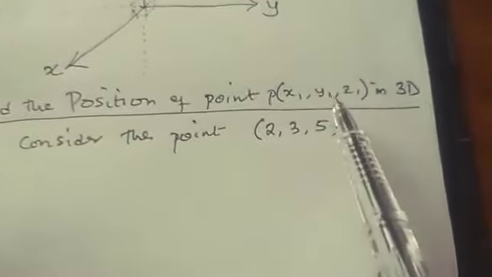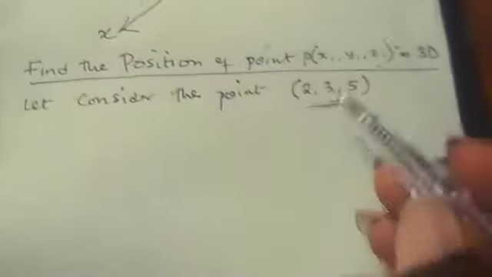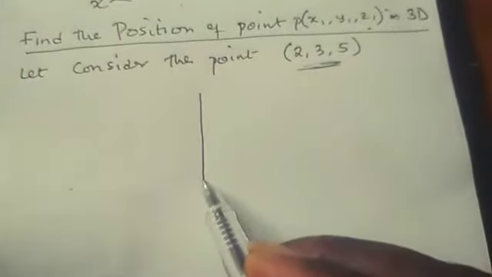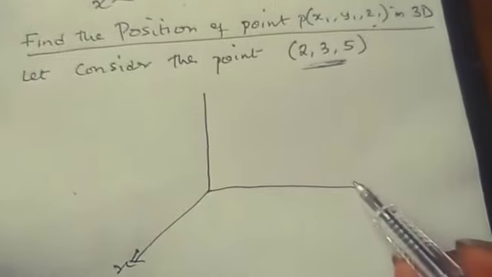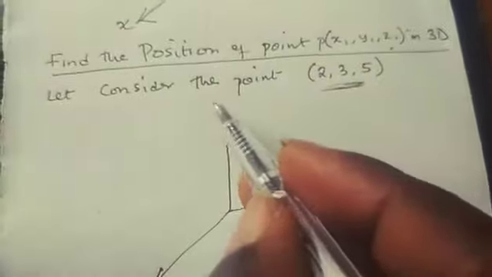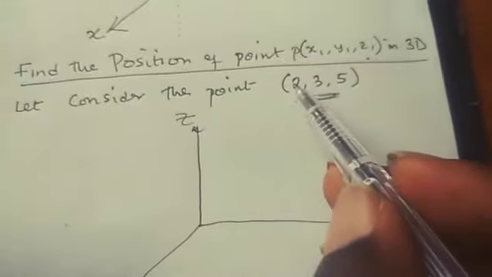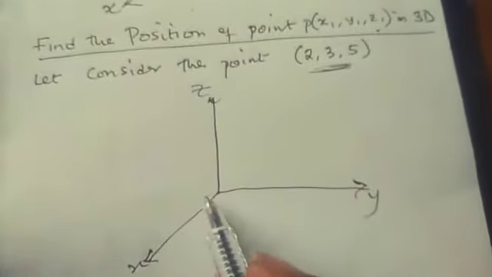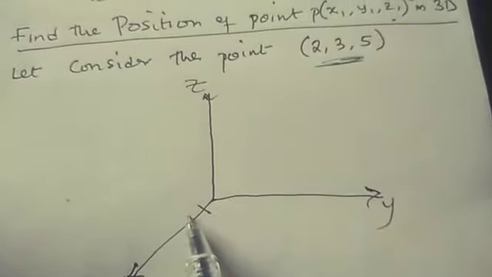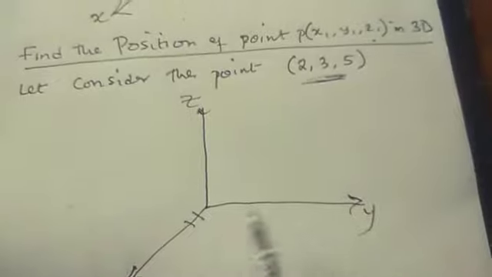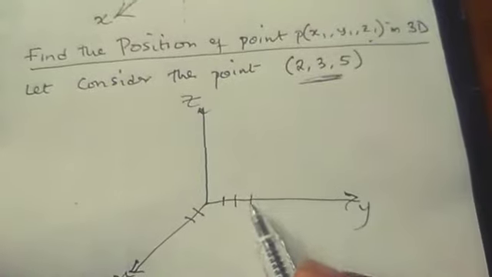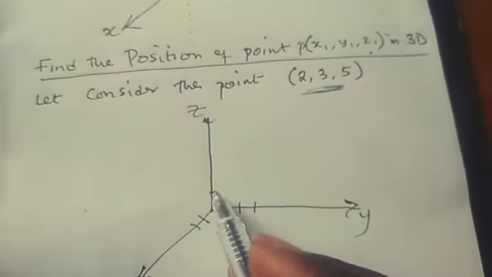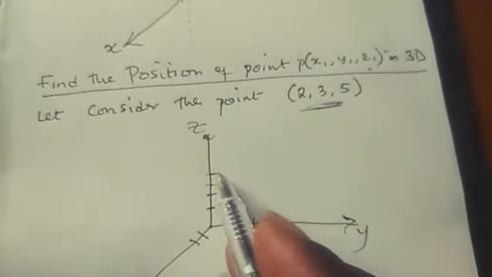Now finding the position of this point in 3D. Let's consider this point. So first note that all of them are positive, so we only draw the positive axis. So this is x. This is y. This is z. This is how you draw it. Let's count 3 for x. For y, 1, 2, 3. And for z, let's say it's 5. 1, 2, 3, 4, 5.